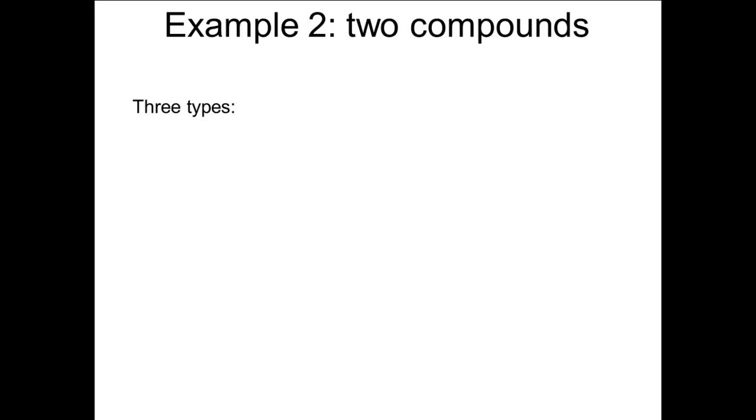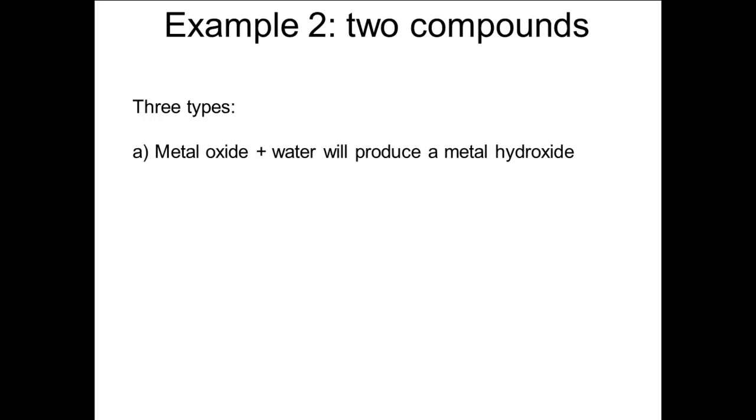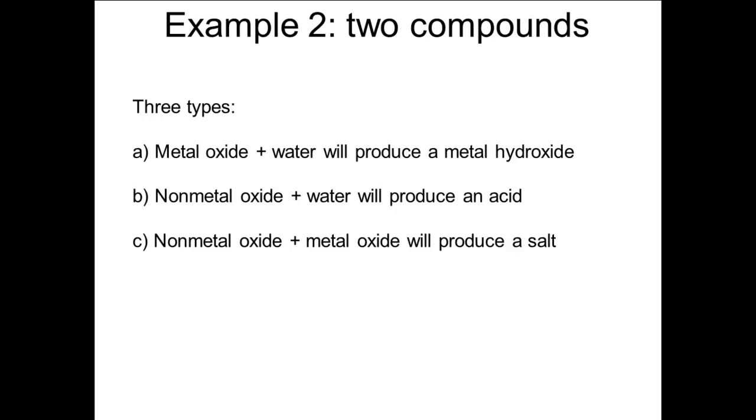Example 2. 2 compounds. There are 3 important types of synthesis reactions that involve 2 compounds. All of them involve oxides reacting. A metal oxide and water will produce a metal hydroxide. A nonmetal oxide and water will produce an acid. A nonmetal oxide and a metal oxide will produce a salt.